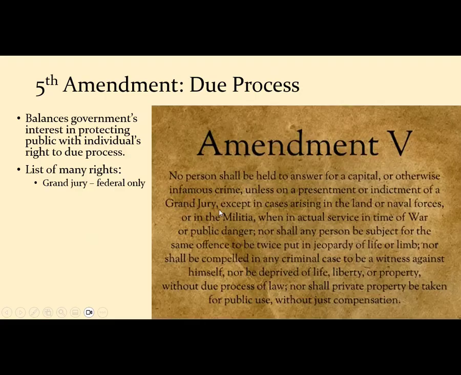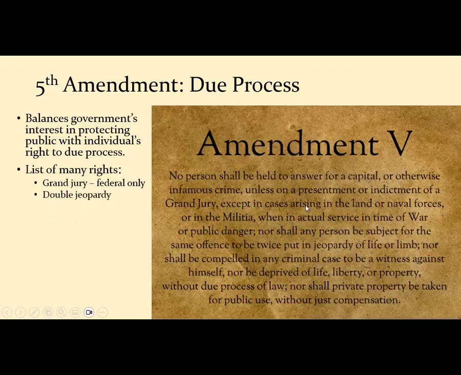A grand jury would be required in federal cases, only in federal cases, and they are there to determine whether or not the U.S. government can indict or charge a person with a criminal offense. So again, it only applies in the federal courts. A lot of states use grand juries as well, but they don't have to. This is not a liberty that has been selectively incorporated and applied to the state courts. It still only applies in the federal court.